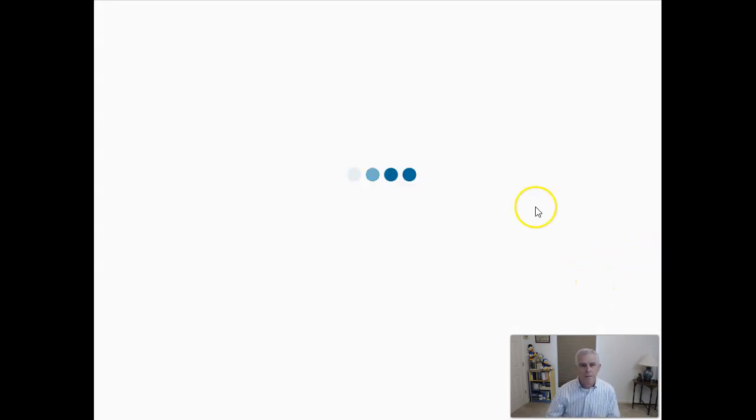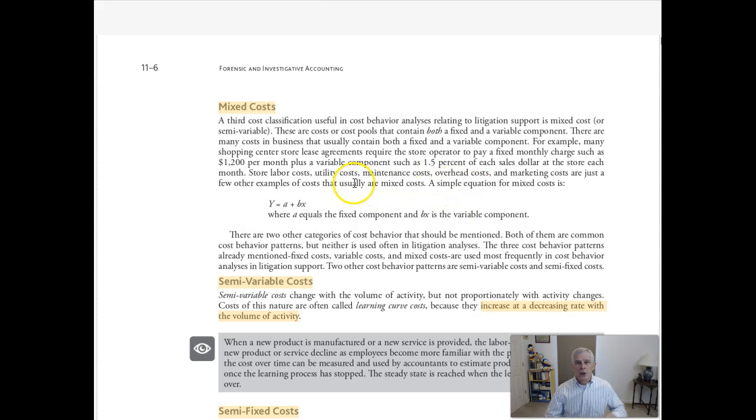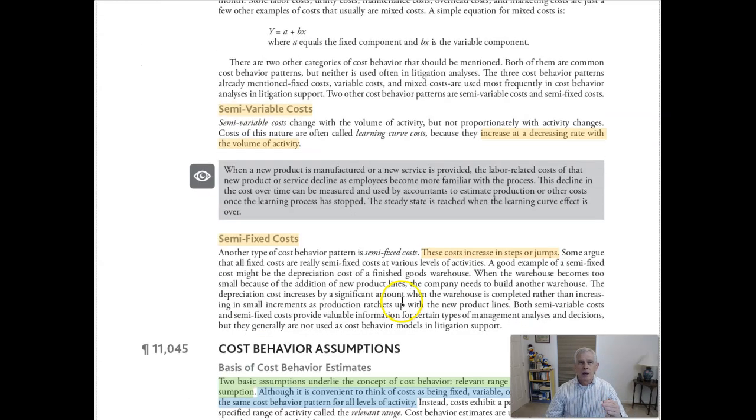Next page. Get into mixed cost. You have a cost that starts out maybe at the very beginning is fixed, but then varies after that with activity. Semi-variable cost. You might have costs that increase at a decreasing rate, so semi-variable, and semi-fixed. You might have a cost that is fixed in a very short range, then jumps up like a step, fixed for another short range, that's a step cost.